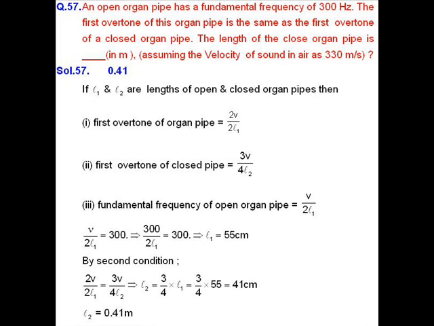That implies V upon 2L1 equals 300. That implies 300 upon 2L1 equals 300. That implies L1 equals 50 centimeter.